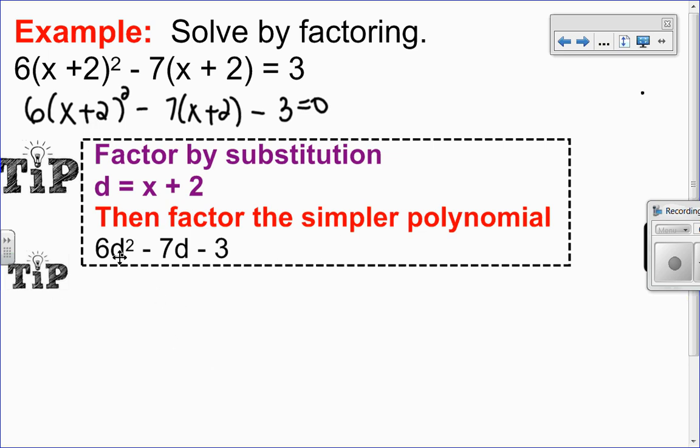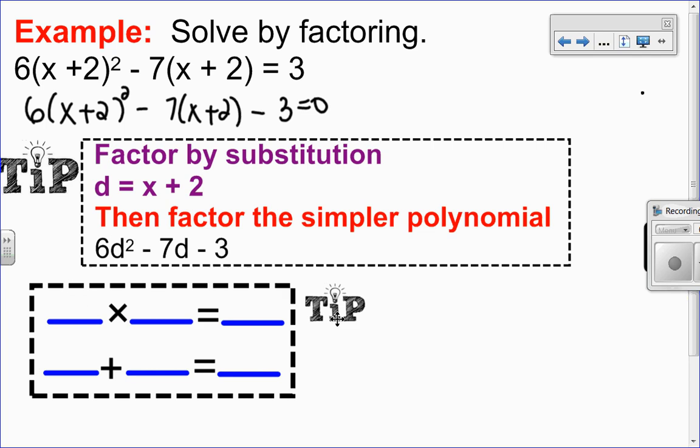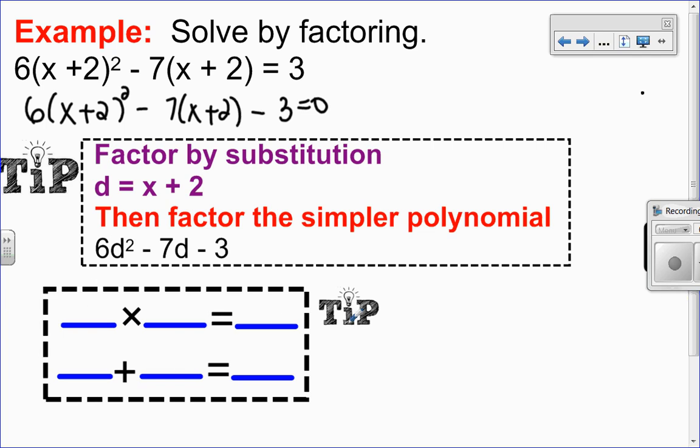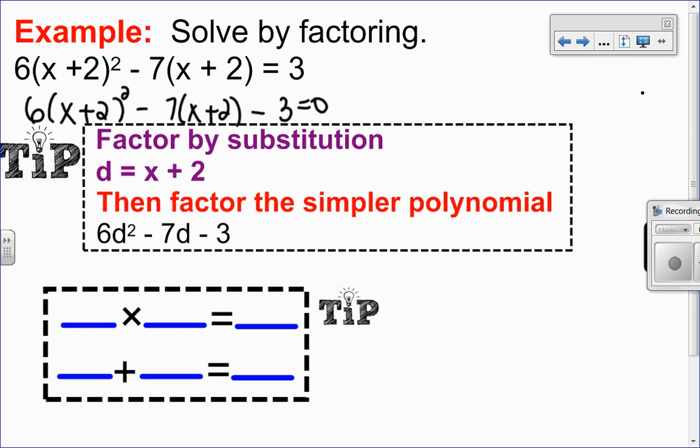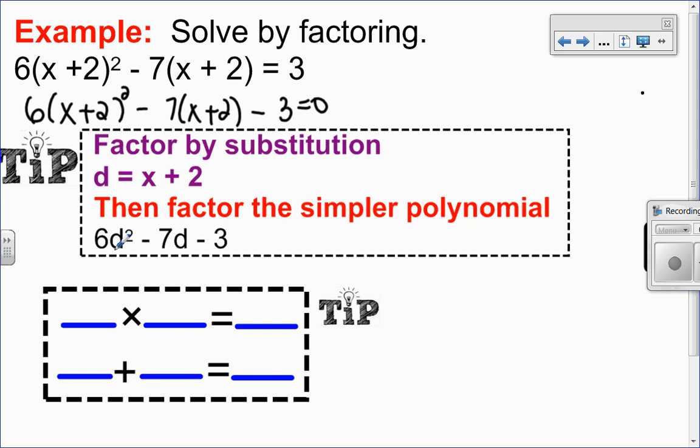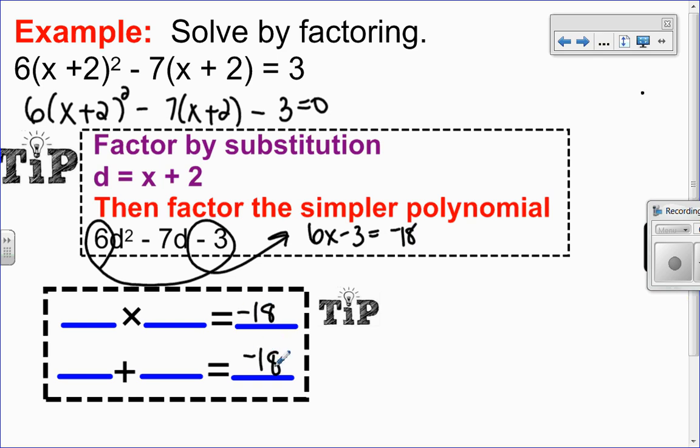So that's exactly what I'm going to do. I'm going to factor 6d squared minus 7d minus 3. So let's look at setting it up. Setting it up again, I would look for two numbers that multiply to 6 times negative 3, which is negative 18, and add to my middle term of negative 7.